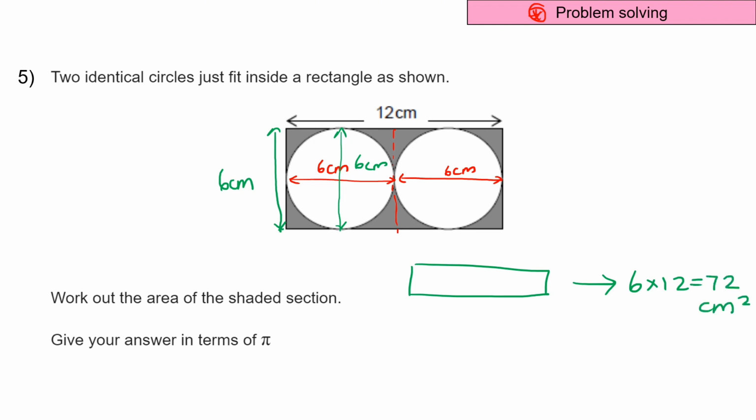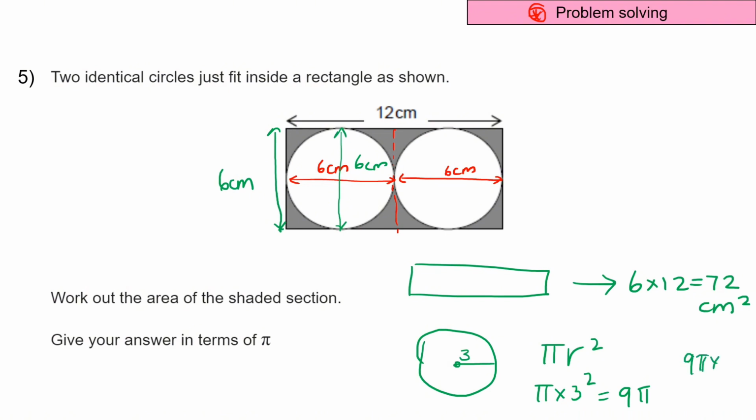And to find out the area of the circle, I'm going to find out the area of one circle and then I can just double it. I don't need to find out each and every single one. So pi r squared is the area of the circle. The diameter is 6, the radius is 3 then, so that's going to be pi times 3 squared, so that's 9 pi. So I've got two lots of 9 pi, because there are two circles. So 9 pi times 2 is going to be 18 pi centimeters squared.